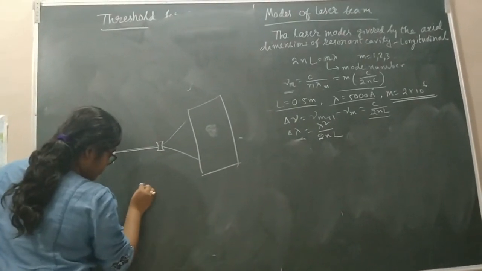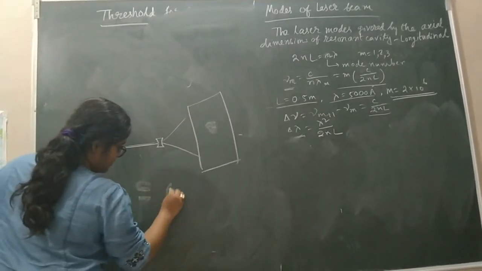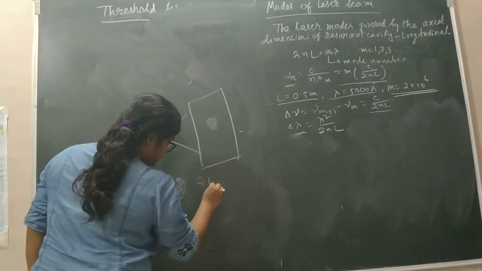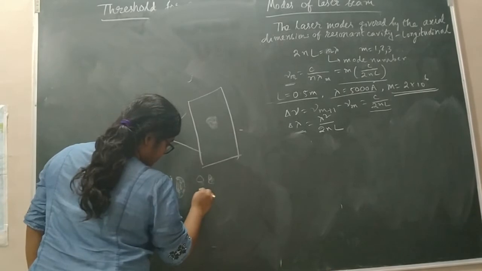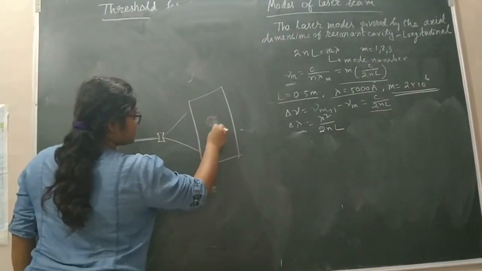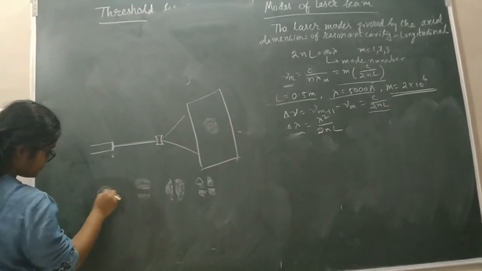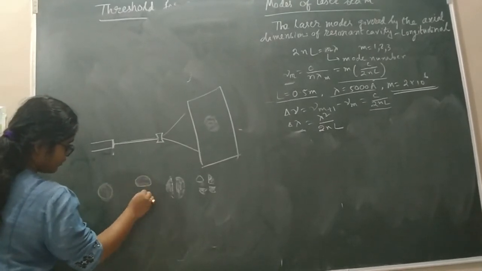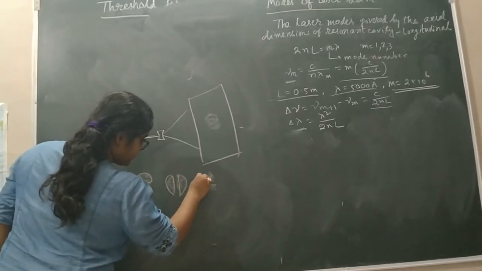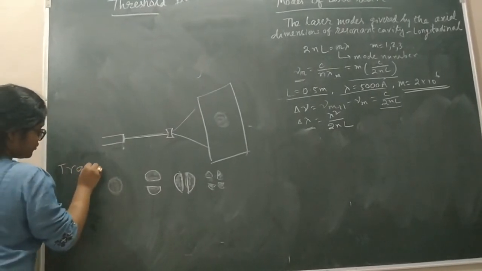It can be like this shape also. It can become this shape also. It can become this shape also. So what does it mean? This kind of distribution, I am showing it here. I think you all can see this. So this kind of mode distribution is called the transverse mode of lasers.